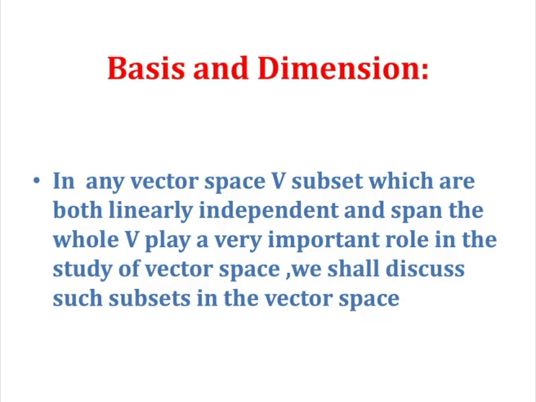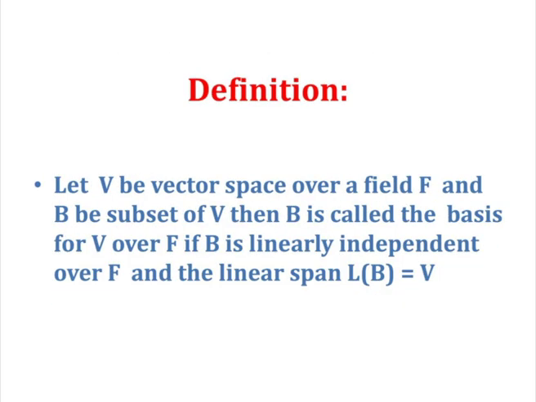Basis and dimensions. In any vector space V, subsets which are both linearly independent and span the whole V play a very important role in the study of vector spaces. We shall discuss such subsets in the vector space. Definition: Let V be a vector space over a field F and B be a subset of V. Then B is called a basis for V over F if B is linearly independent over F and the linear span L of B equals V.